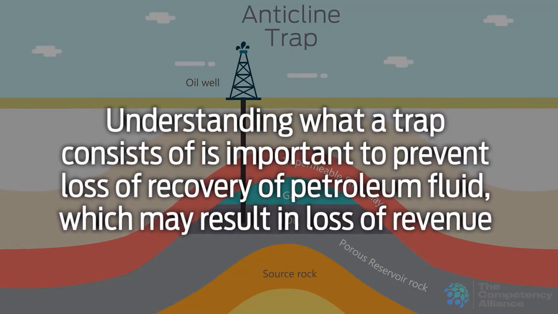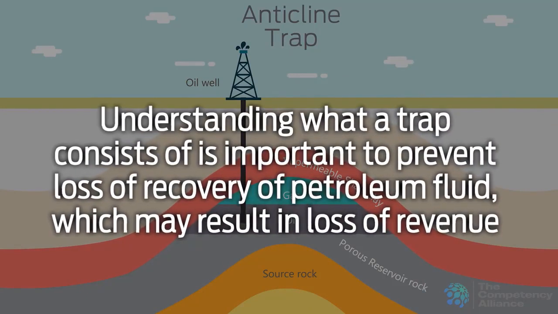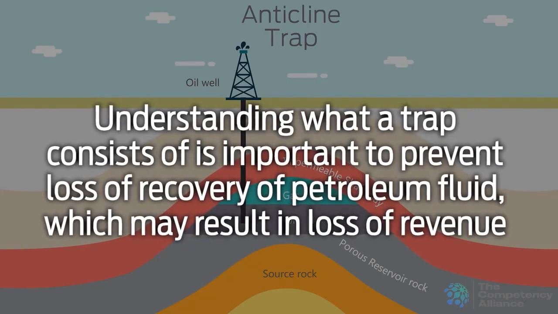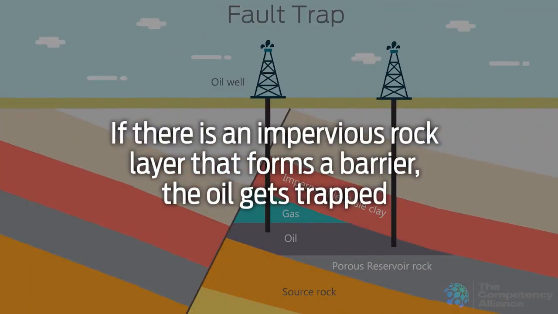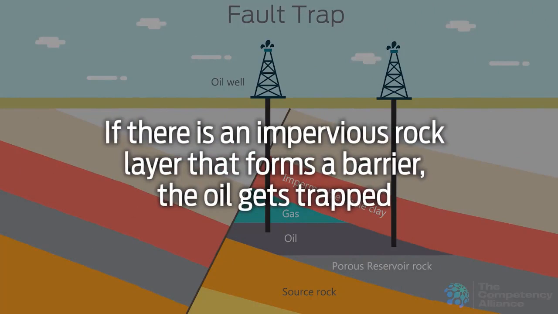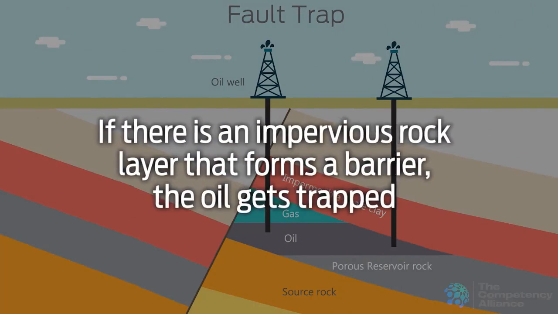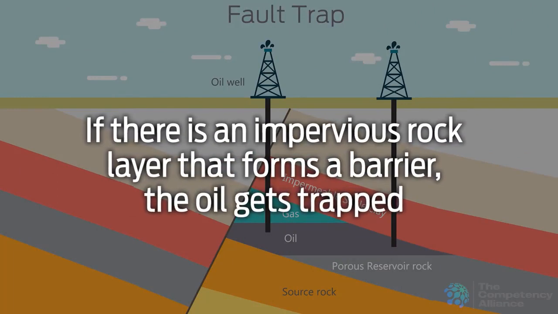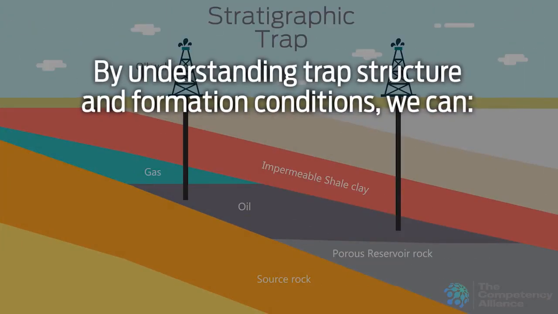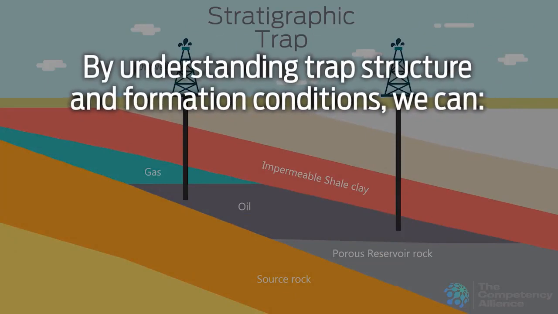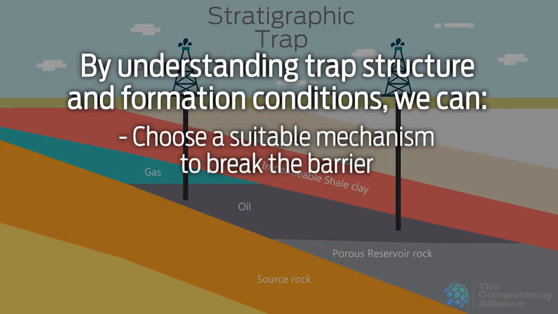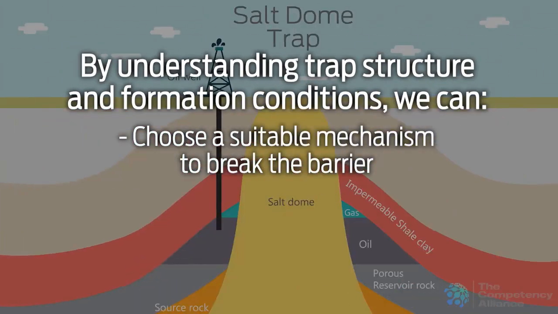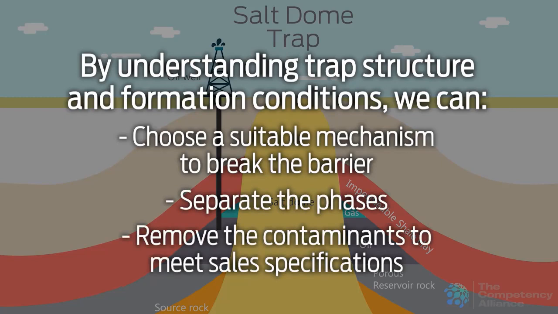is important to prevent loss of recovery of petroleum fluid, which may result in loss of revenue. If there is an impervious rock layer that forms a barrier to prevent the escape of hydrocarbons from a porous and permeable layer, the oil gets trapped and cannot squeeze out to reach the surface. By understanding trap structure and formation conditions, we can choose a suitable mechanism to break the barrier and bring the petroleum fluids to the surface, separate the phases, remove the contaminants to meet sales specifications.